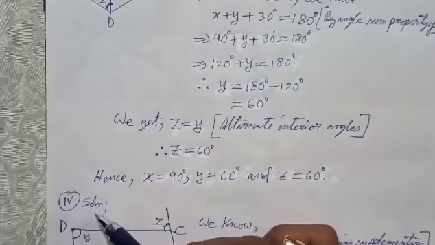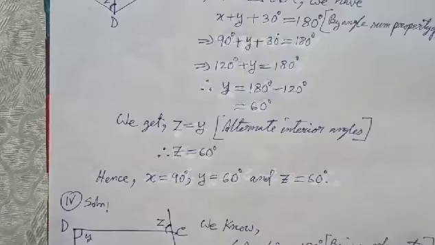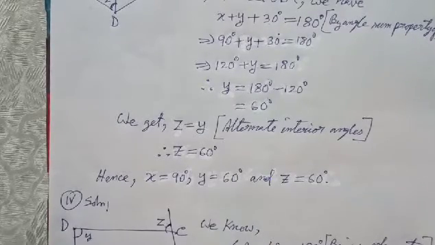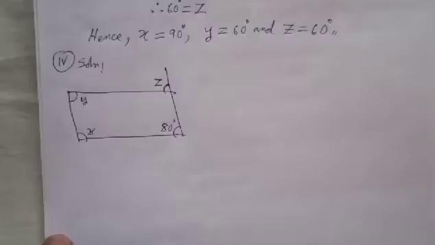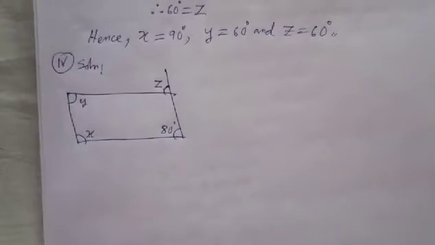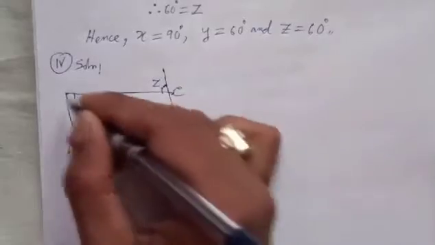Now solution. ABCD is a quadrilateral, and this is x, this is y, this is 80 degrees, and this is z. Let's name this parallelogram first. Name this as A, this as B, this as C, and this as D.